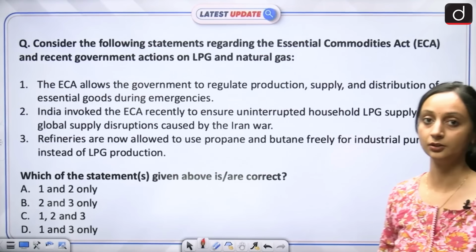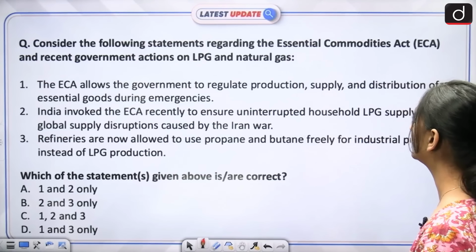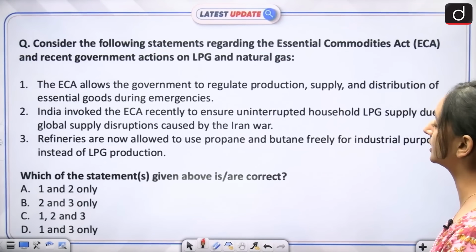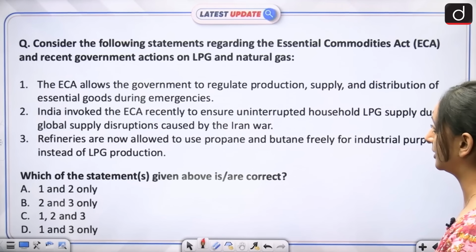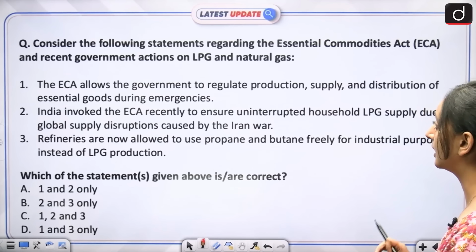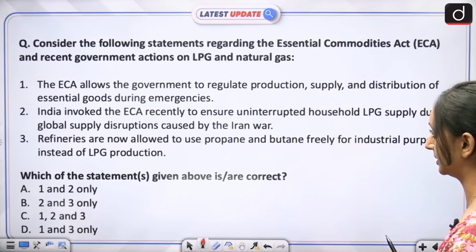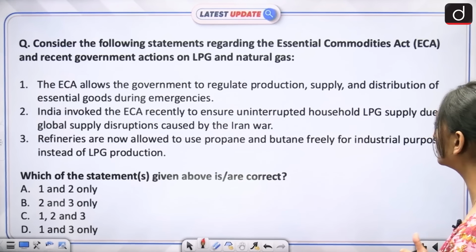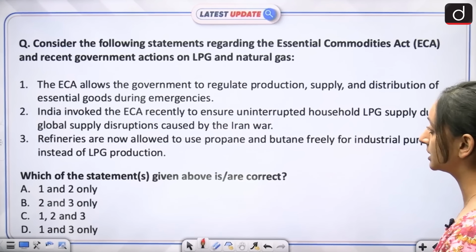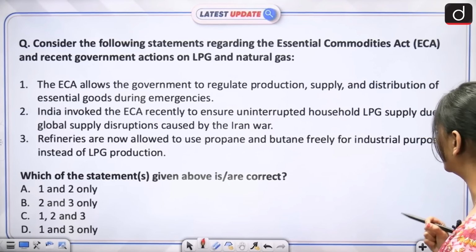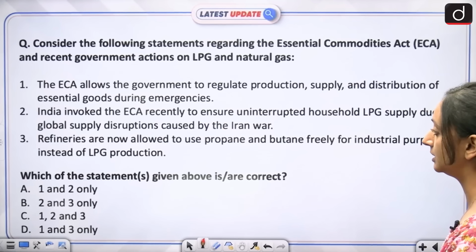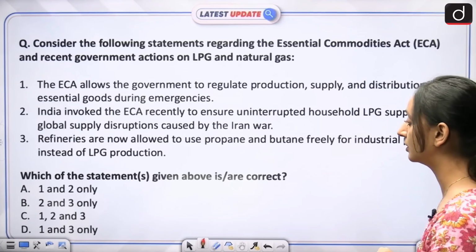Now let's look at a practice question. Consider the following statements regarding the Essential Commodities Act and recent government actions on LPG and natural gas. 1. The ECA allows the government to regulate production, supply and distribution of essential goods during emergencies. 2. India invoked the ECA recently to ensure uninterrupted household LPG supply due to global supply disruptions caused by the Iran war. 3. Refineries are now allowed to use propane and butane freely for industrial purposes instead of LPG production. Which of the statements given above is or are correct?